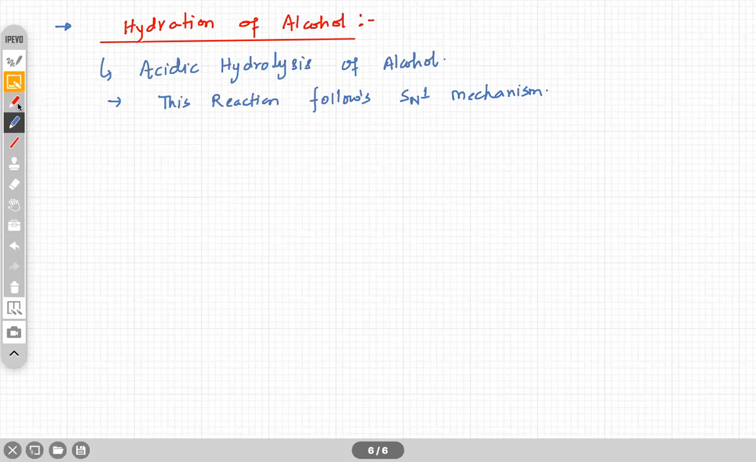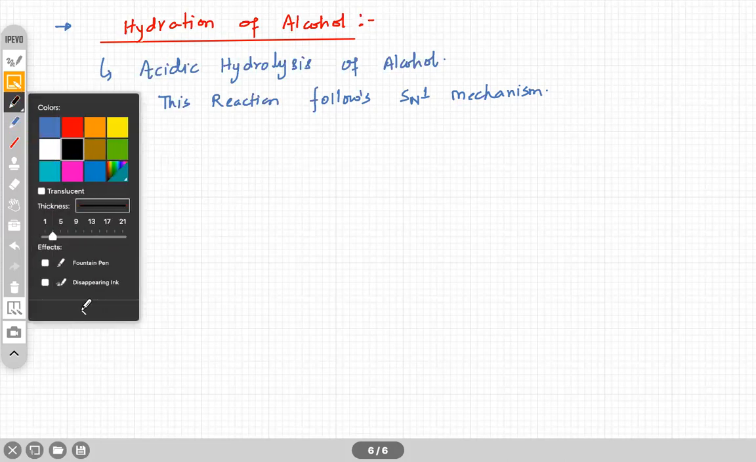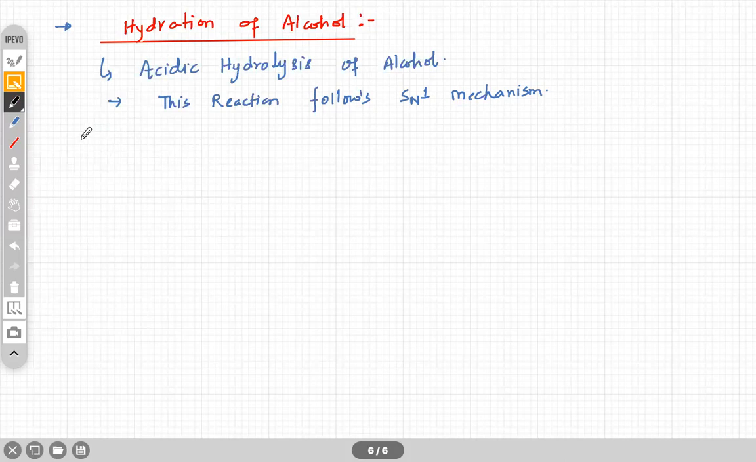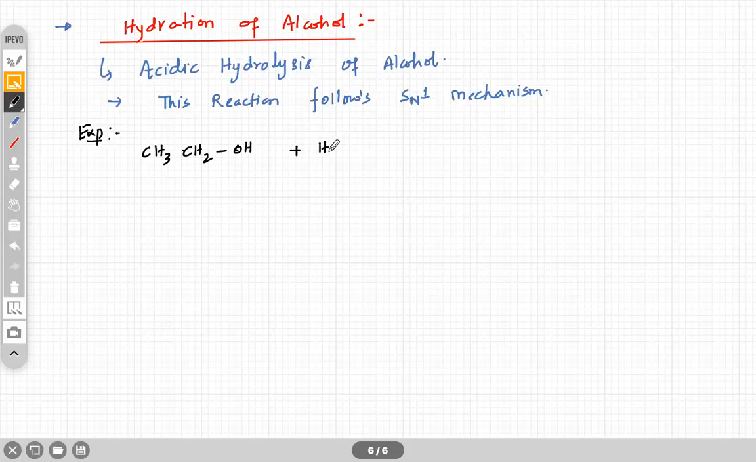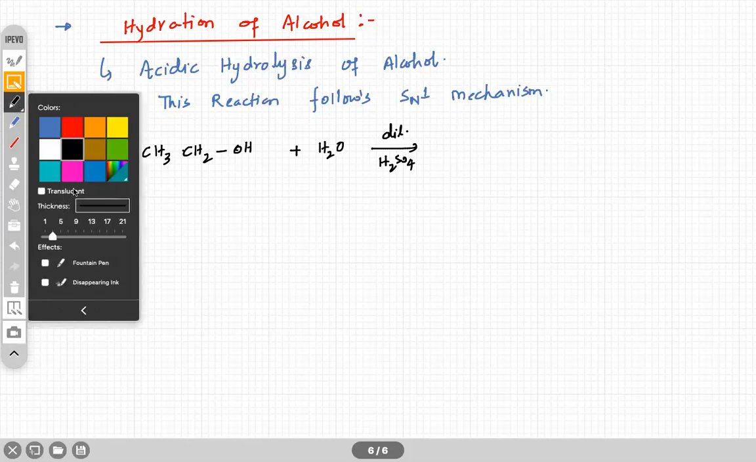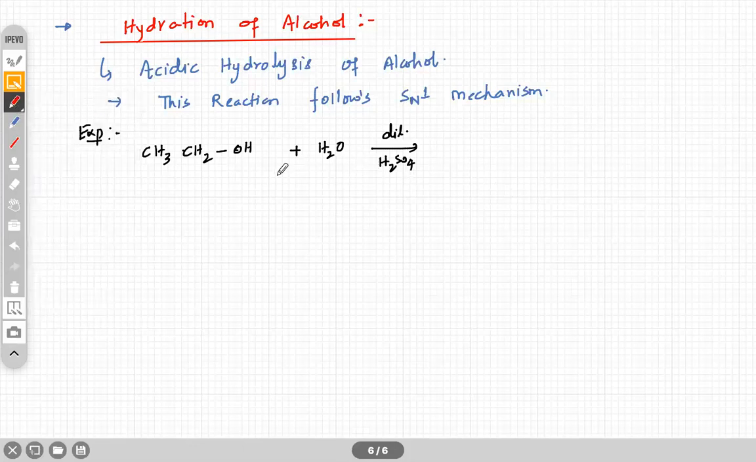Suppose I'll take the simplest example. Suppose we have CH3 CH2 OH reacting with water in presence of an acid. So we can take dilute H2SO4, right? So what happens here, you see, this gives H plus. How the mechanism goes, I'll show you.